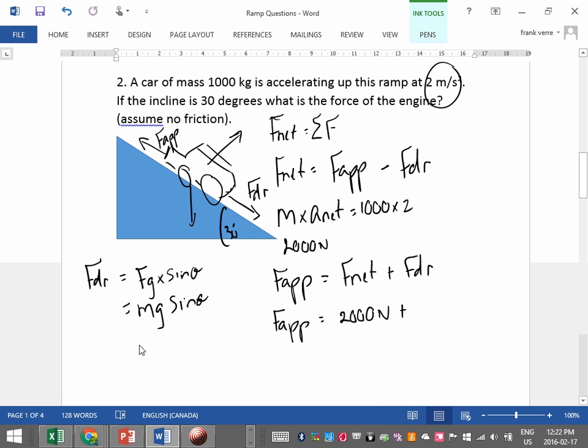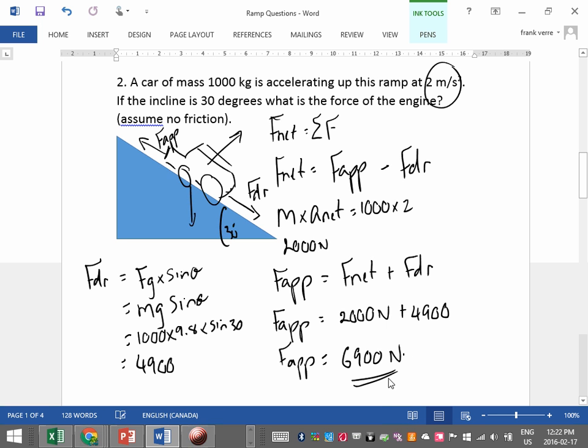Sine theta. So the force down the ramp would be the weight of the car, which is 1,000 times 9.8 times sine 30. That would be 9,800, and half of that would be 4,900. So I'll put it over here. So our applied force then would be 2,000 plus 4,900, which is 6,900 newtons.